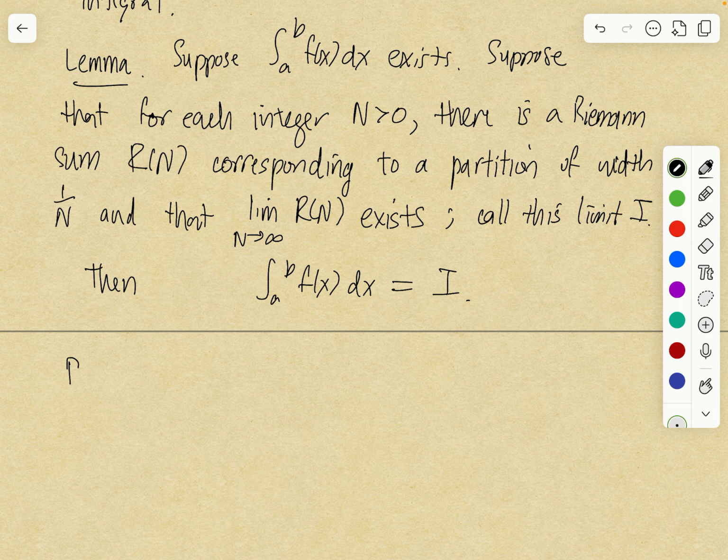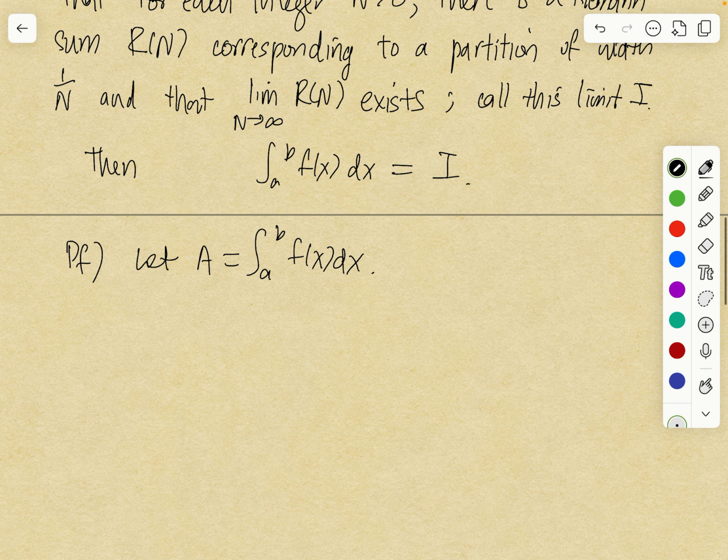So here's a proof. For simplicity, I'll just let a be the integral of f of x dx. So we want to show that a equals I. So let epsilon be greater than 0. Here's the standard analysis trick for proving that two numbers are equal, right? We let epsilon be greater than 0, and we want to show that the absolute value of the difference is less than epsilon. Then that will show that the absolute value is equal to 0, in which case a equals I.